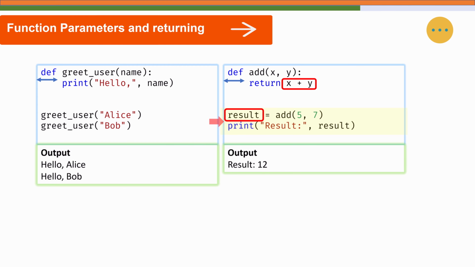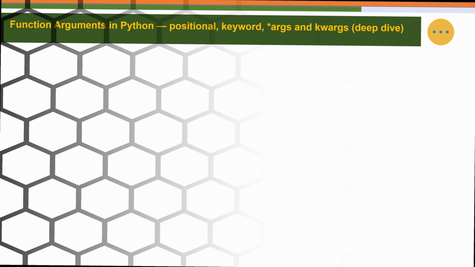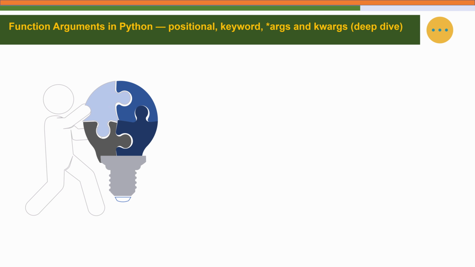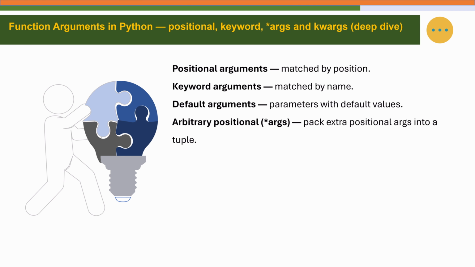Functions receive data with the help of parameters and arguments. Python gives a flexible and powerful way to pass arguments: positional, keyword, variable length positional arguments, and variable length keyword arguments. We will go step by step and show how Python matches the call arguments to parameters. We will learn how to pack and unpack the arguments and the rules for mixing styles safely.